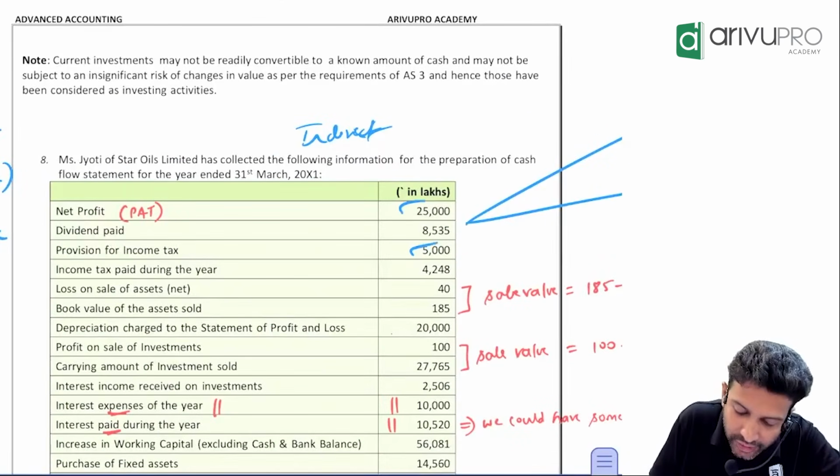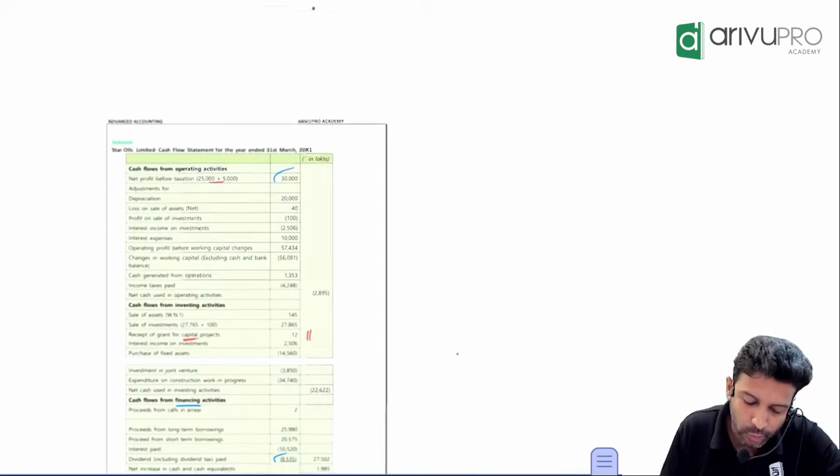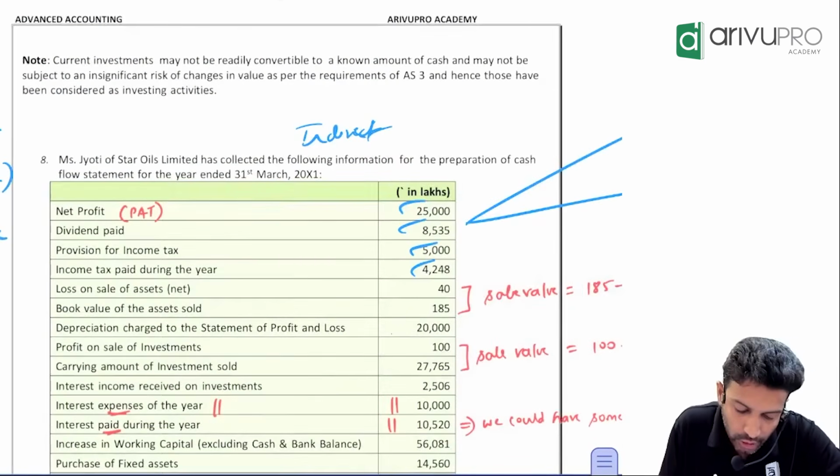Provision for tax. I think we already considered this. Income tax paid. Where will it come? Quickly tell. Operating cash flow. Beginning, ending. Ending. 4248 ticked off. Next.